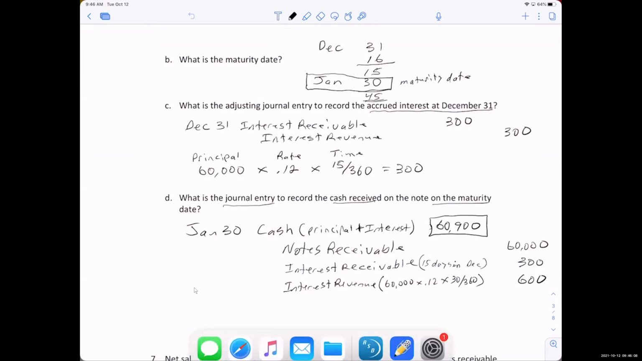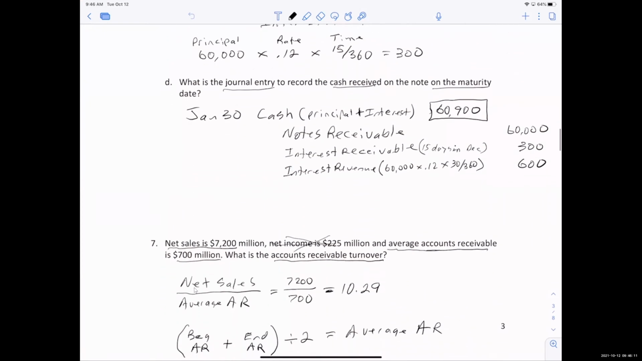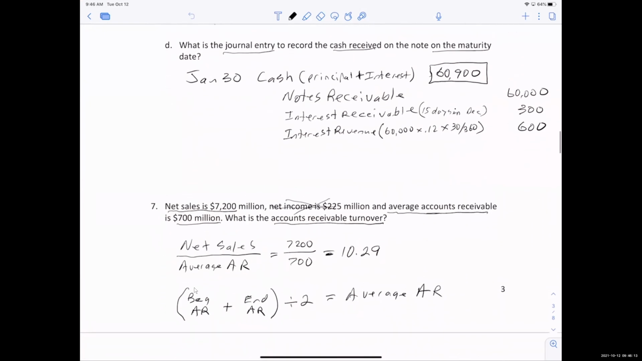So the last thing I'm going to show you is accounts receivable turnover. And we want our receivables to turn over. So it gives you an indication of how fast you're collecting your money, right? So the formula is net sales divided by average accounts receivable.